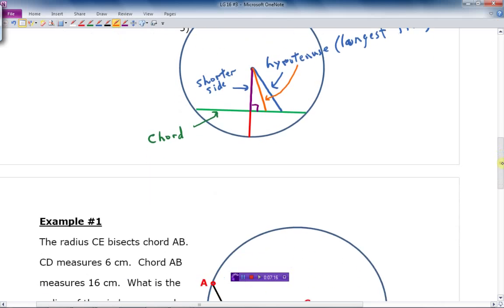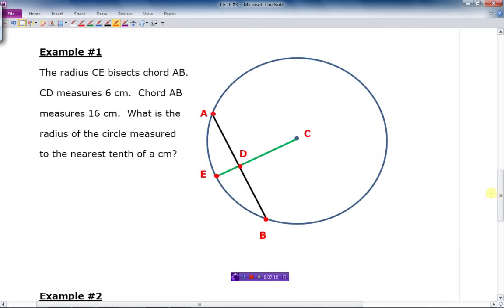And let's do a couple of examples now. First example, the radius, which is CE here, bisects AB. So it bisects it, so let's just put that down, bisect. So that side is equal to that side. CD measures 6, so CD, this part right here, is 6 centimeters. Okay, chord AB, from there to there, that length is 16 centimeters. What is the radius of the circle measured to the nearest tenth?